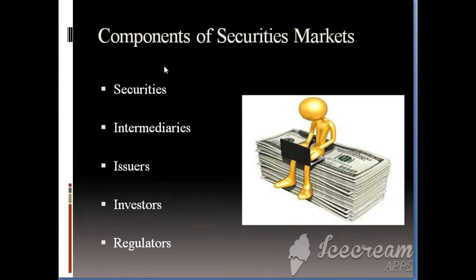Next one is issuers, or we can say the borrowers. That can be a company, corporate bodies, government, financial institutions, mutual funds, or banks. Next one is investors, or we can say the lenders, who are going to invest or buy in the securities markets. And the next one is regulators, who are the regulatory bodies of the securities market. For example, SEBI, RBI, Department of Economic Affairs, Department of Company Affairs, etc.